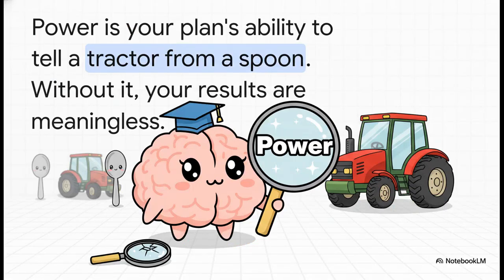To put it as simply as possible, power is what makes sure your plan is actually capable of telling the difference between a tool that works and one that doesn't. If your plan is underpowered, even if you have a tractor sitting right in front of you, you won't have the evidence to prove it. Your results just become meaningless.